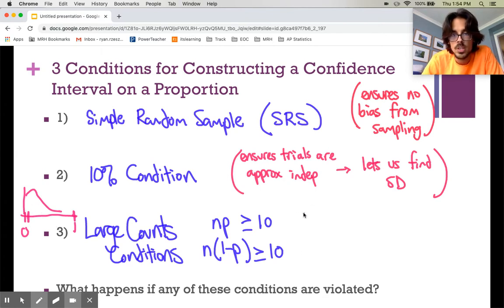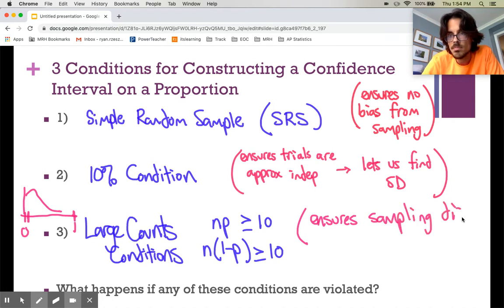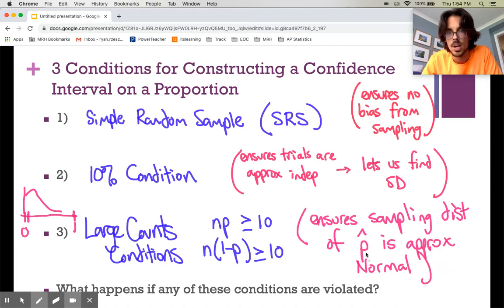So the reason we check the large counts condition is to ensure that the sampling distribution of, in these problems, I would say X bar if we were doing a mean problem, but this is P problem territory. So it's the sampling distribution of P hats that is approximately normal. And we need it to be approximately normal so we can do all those normal CDF calculations that you guys are used to.